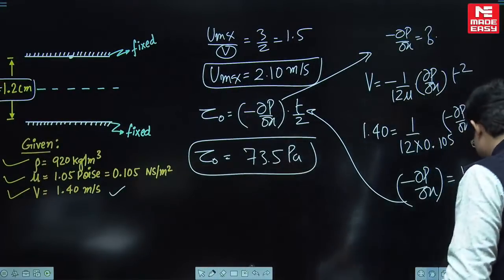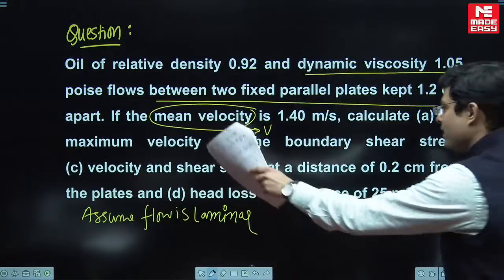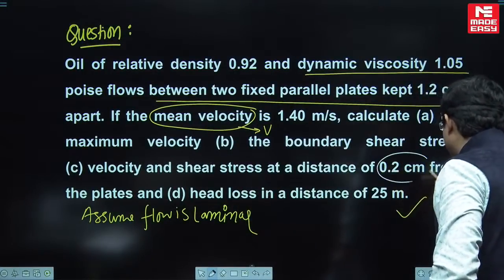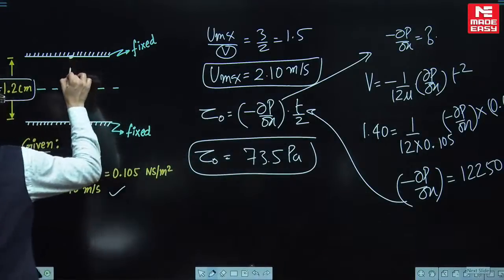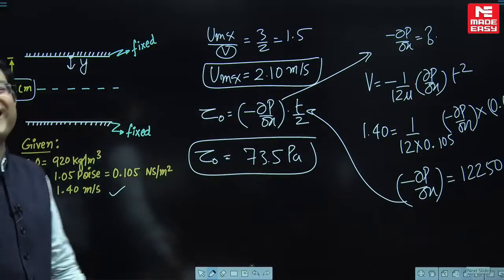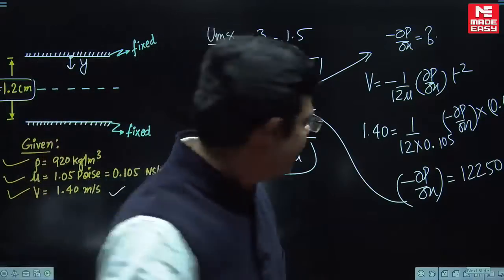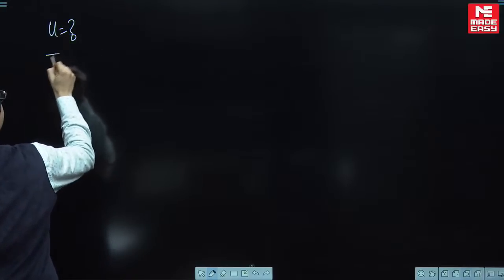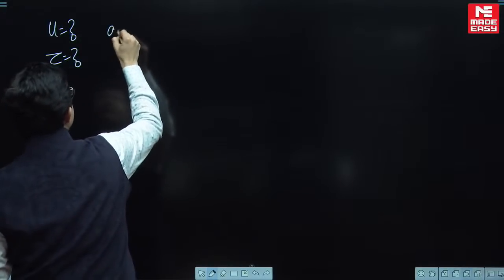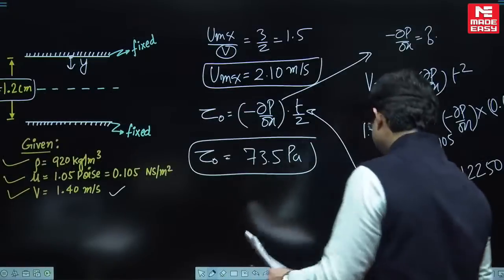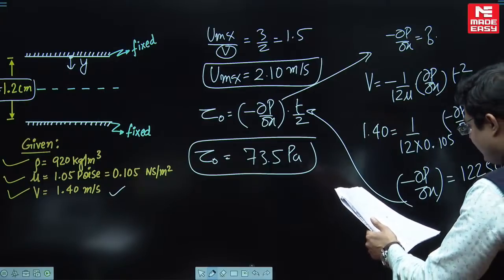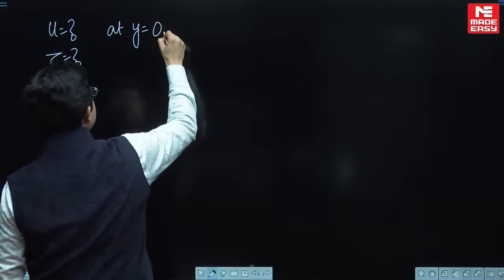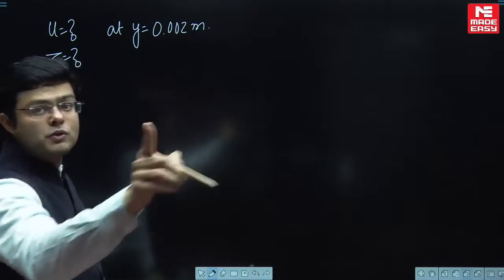The next thing: what else is he asking? He is asking you the velocity and shear stress at a distance of 0.2 centimeter from the plate. Everybody knows that if you are asking any distance from the plate, that is shown by the symbol y. Y is the distance from the boundary. So he is asking you to find the velocity and the shear stress at y equal to how much? He is asking at a distance of 0.002 meter.